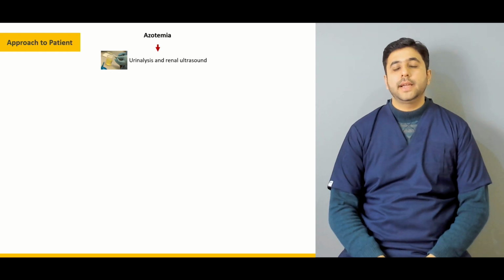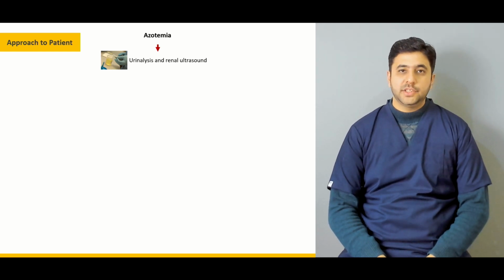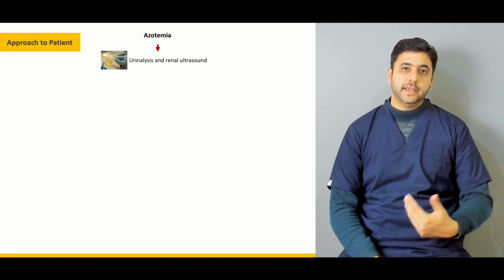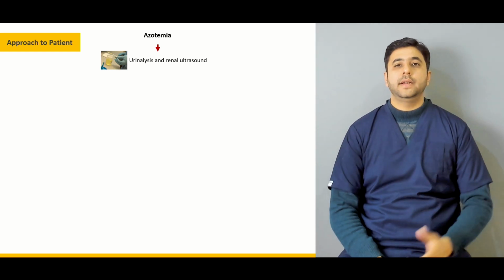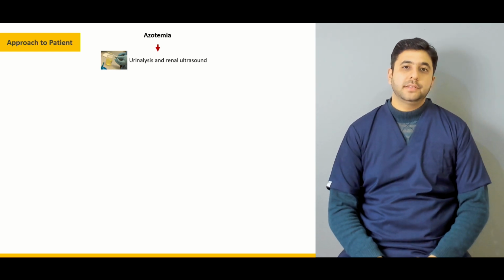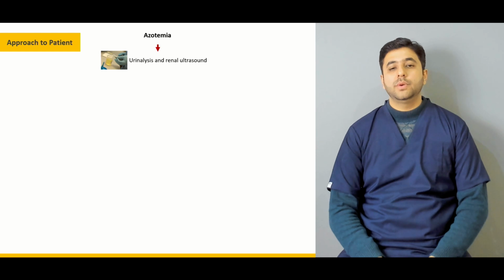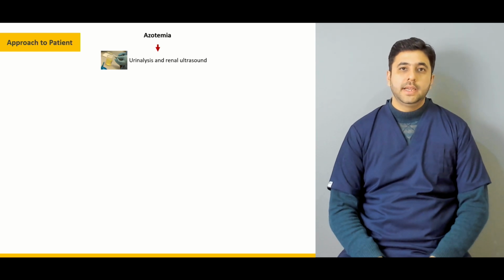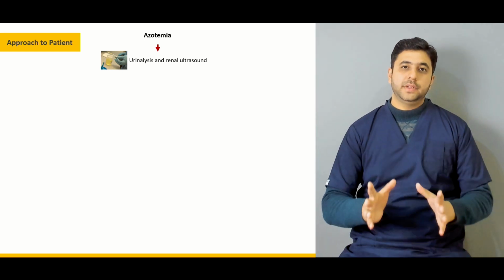So how do you diagnose whether this presentation is a new process, an acute kidney injury, or a chronic renal failure occurring in that patient? For that, our best friend is the renal ultrasound. The number one thing you have to do is the renal ultrasound. This renal ultrasound will help you with two or three things.